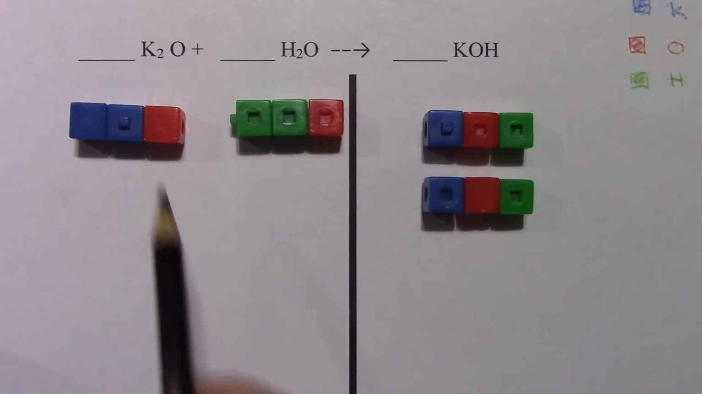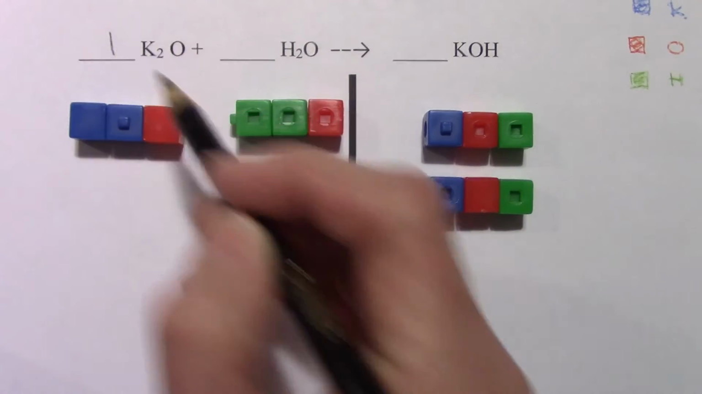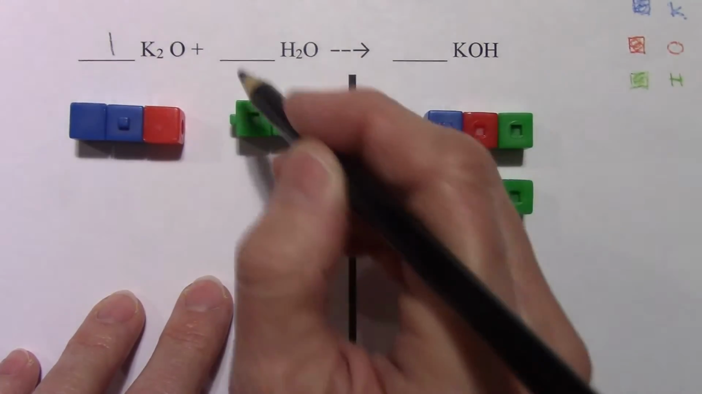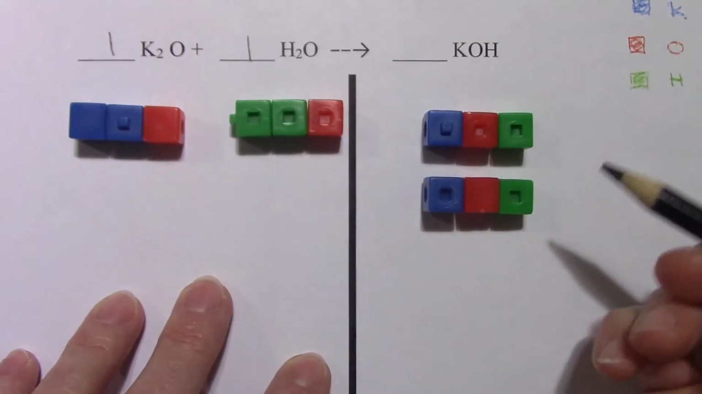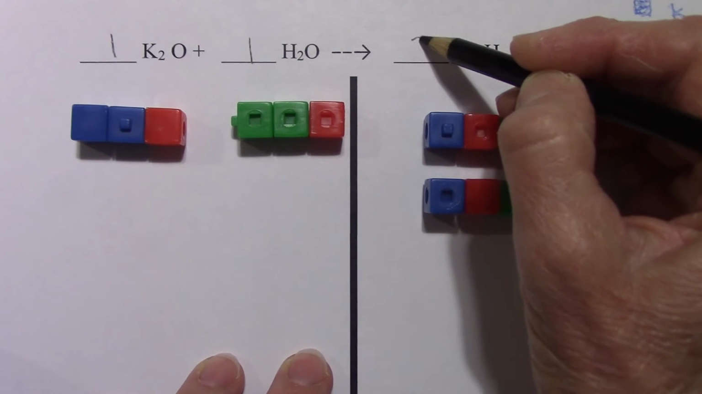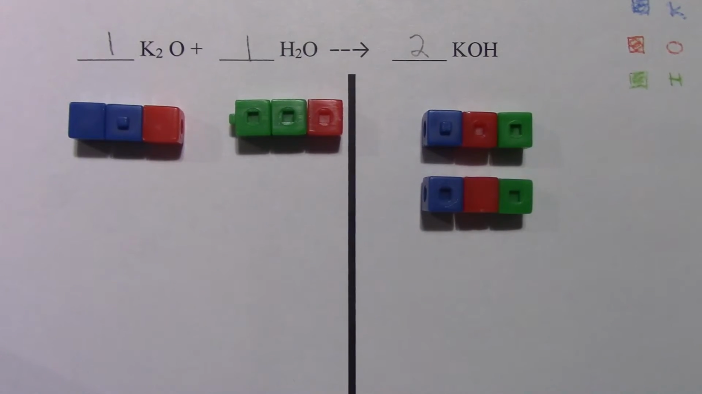So then I can go and write in my coefficients. I have 1 potassium oxide molecule. I have 1 molecule of water, and I have 2 molecules of potassium hydroxide.